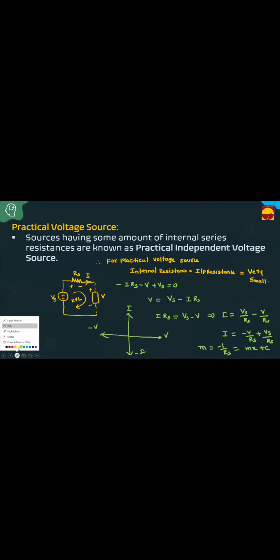In the ideal case the voltage remains constant. But here we are getting characteristics like this. These are the practical characteristics. Practically, IV characteristics are like this. This is the slope of reduction. At what slope is it reduced? It is reduced by a slope of minus 1 by Rs.